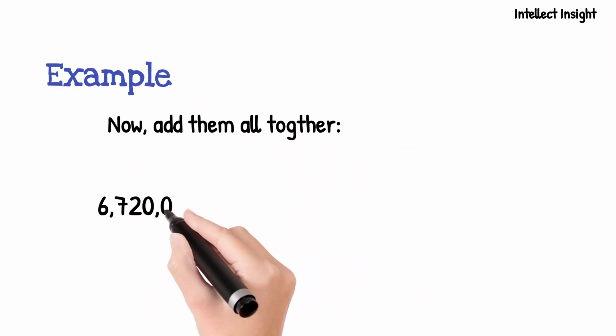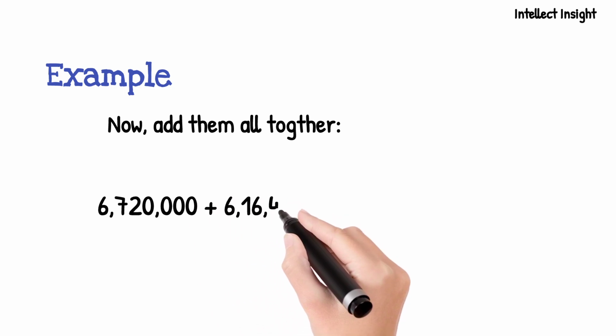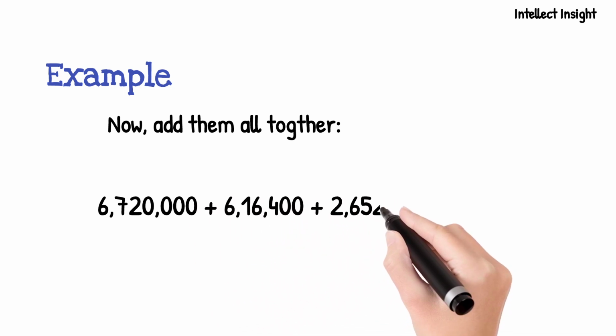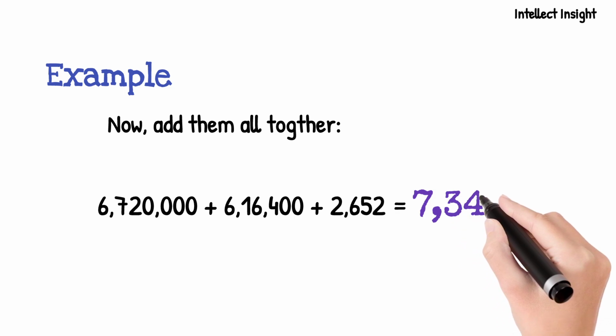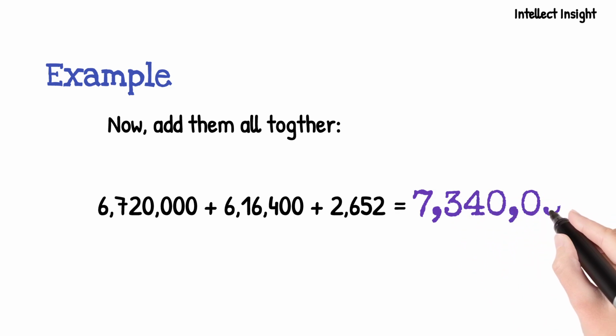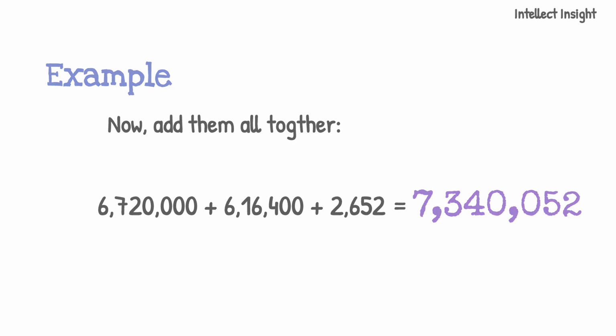Now add them all together. 67,20,000 plus 6,16,400 plus 2652, which gives us 73,40,052. Karatsuba is a little tricky, but it's very useful when dealing with really large numbers.